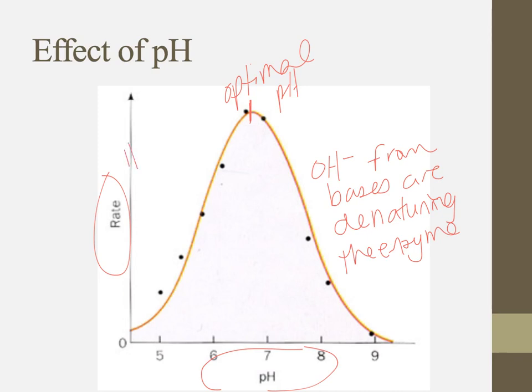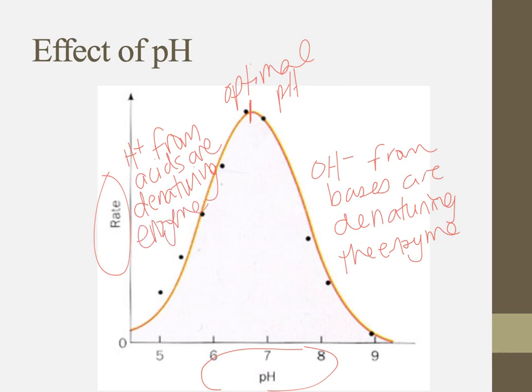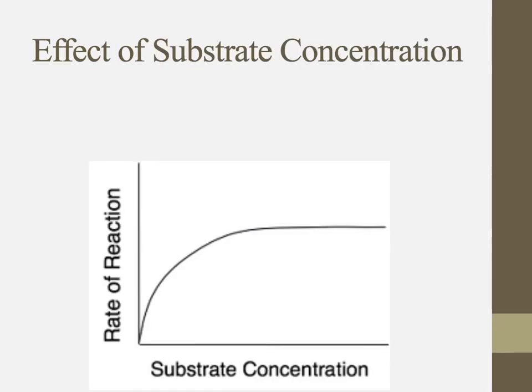Over here, same thing. But this time it's hydrogen ions from acids that are denaturing the enzyme. And again, denaturation is a permanent change. Those enzymes are never ever going to work again. Now the last one is a little bit trickier.